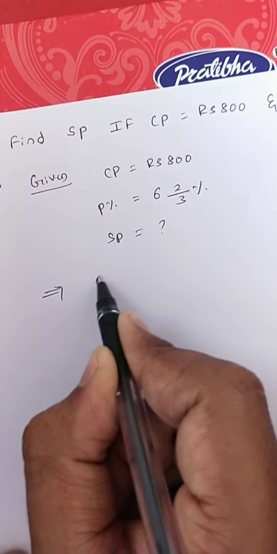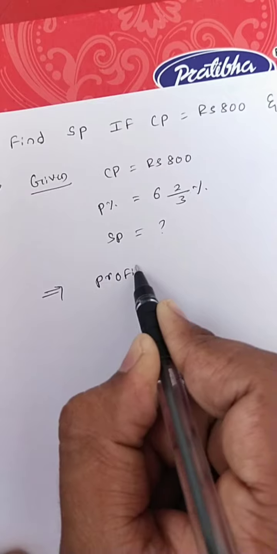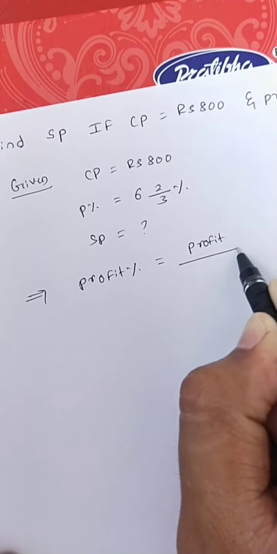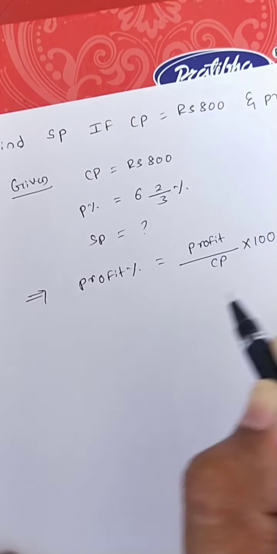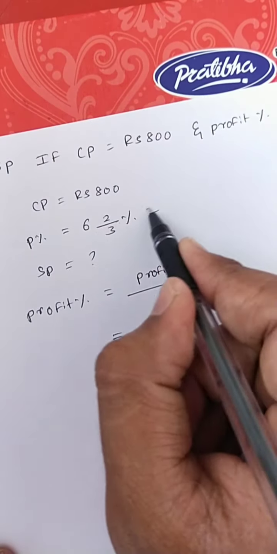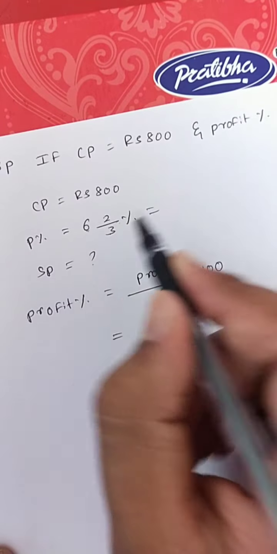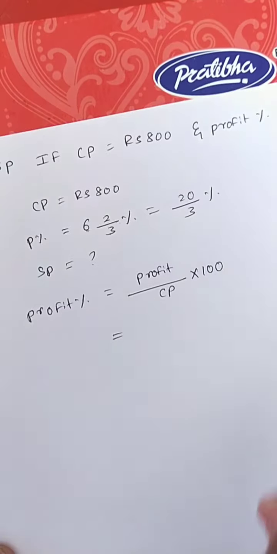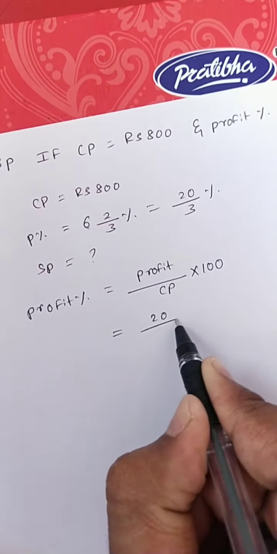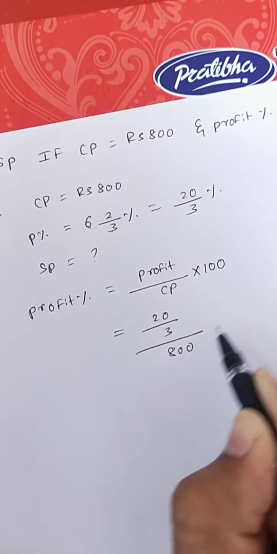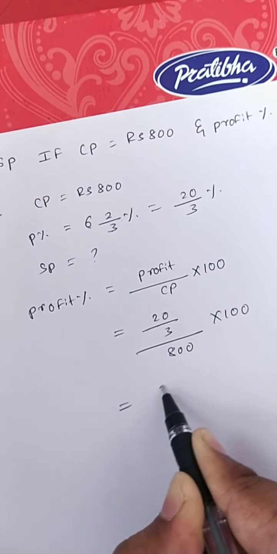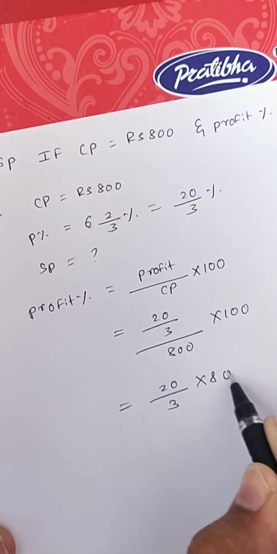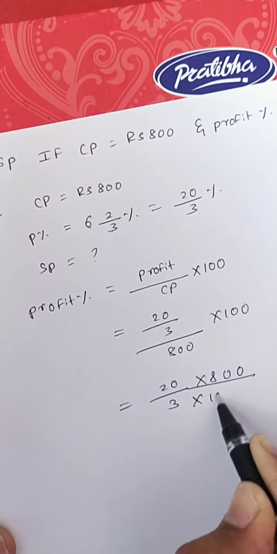So that is profit percentage. I have the formula, that is profit divided by CP into 100. First you convert this in the form of improper fraction. 6 3s are 18, 18 plus 2, that is 20 divided by 3%. So this is 20 divided by 3 is equal to profit divided by 800 into 100.